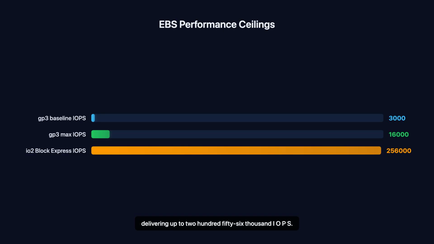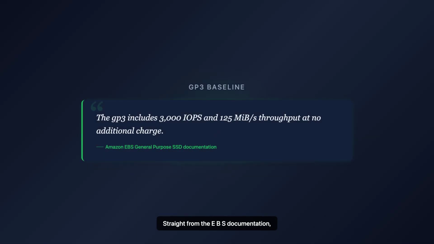256,000 IOPS. Straight from the EBS documentation, GP3 includes 3,000 IOPS and 125 megabytes per second of throughput at no additional charge, regardless of volume size. That's the modern default, and it's why migrating from GP2 to GP3 usually cuts costs with no downtime. 3,000 and 125 are numbers worth reciting in your sleep.